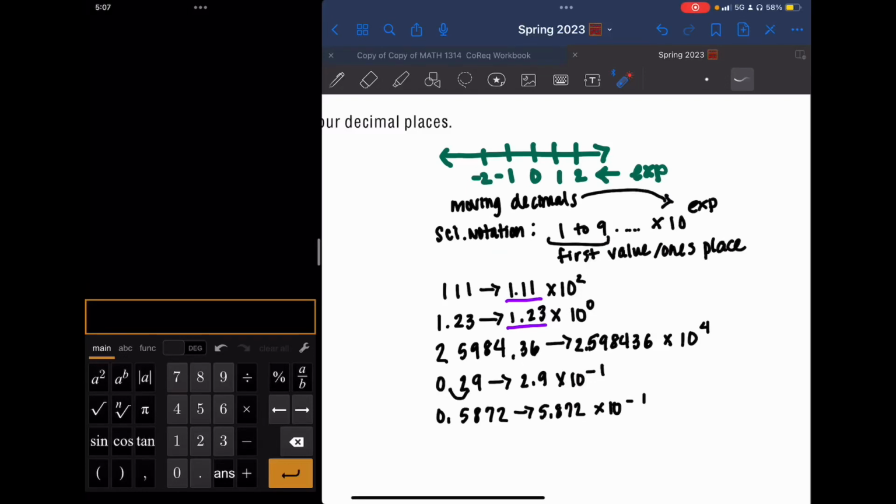And we're looking at scientific notation before we start evaluating our logs. Scientific notation is when the first number to the left of the decimal is between 1 and 9, and then we multiply that by 10 to some exponent. It just depends on the decimal places that they're asking for.